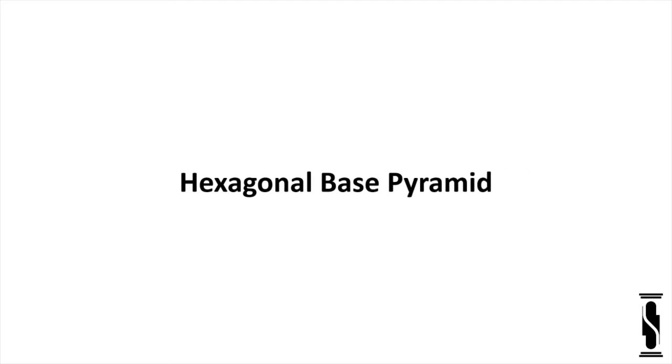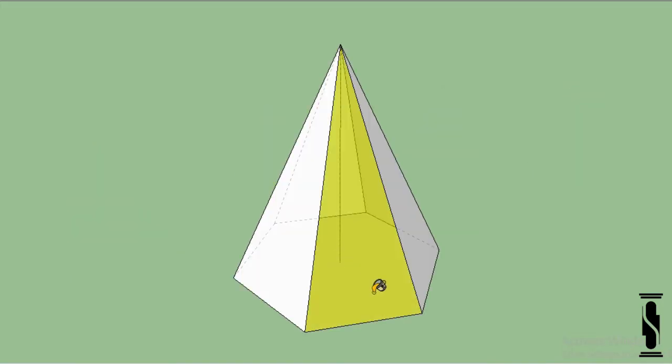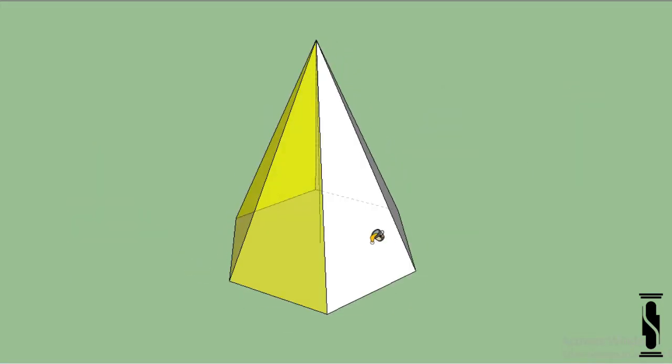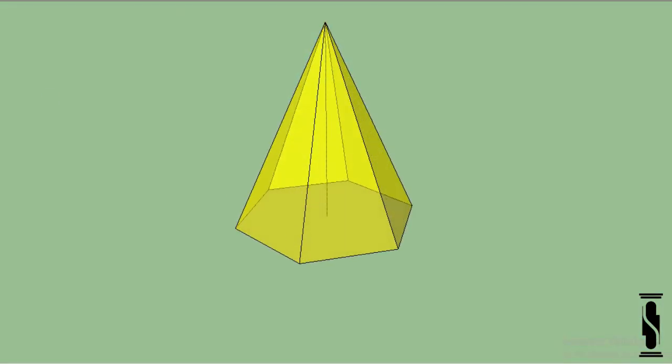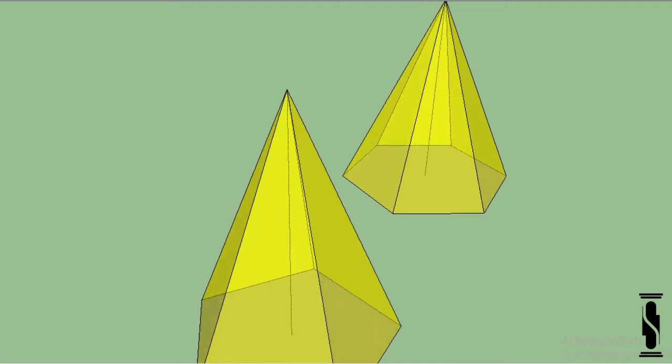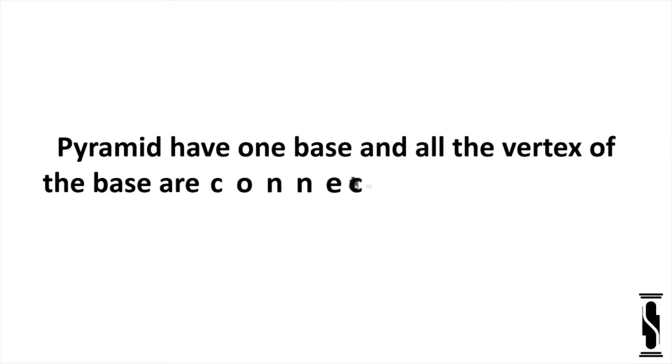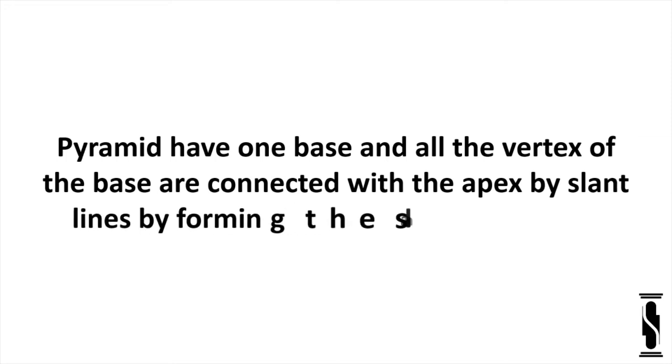Similarly, a regular hexagonal base pyramid will have one hexagonal base and all the vertices of the base are connected with the apex by forming 6 triangular faces. So we can say that a pyramid has one base and all the vertices of the base are connected with the apex through slant lines by forming slant triangular faces.